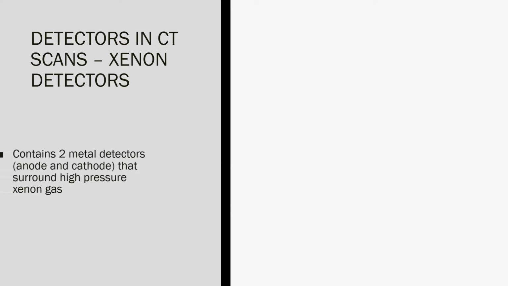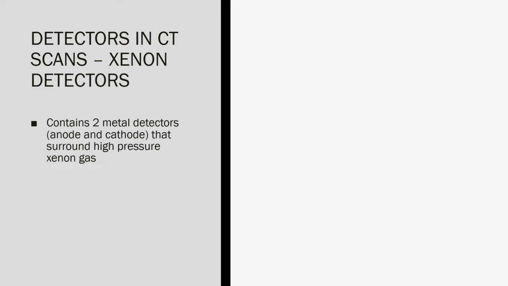What detectors are used in a CT scan? There are two types of detectors used in a CT scan. These include xenon detectors and solid-state detectors. Xenon detectors consist of two metal detectors which surround high-pressure xenon gas. A voltage is also applied to the two metal detectors.